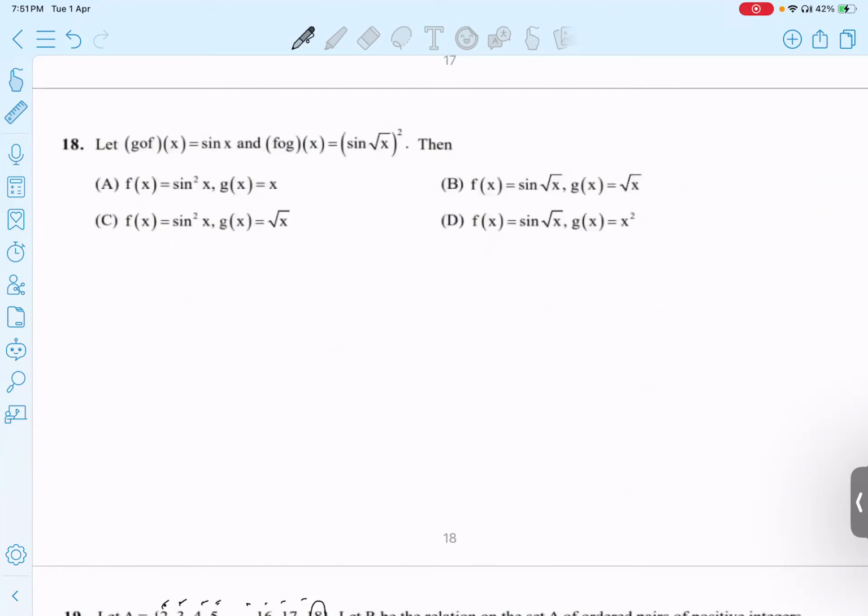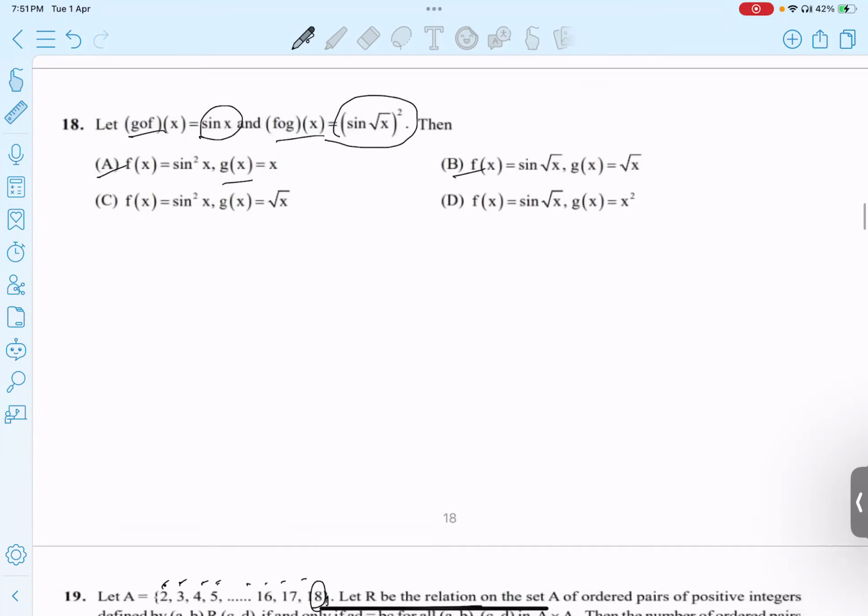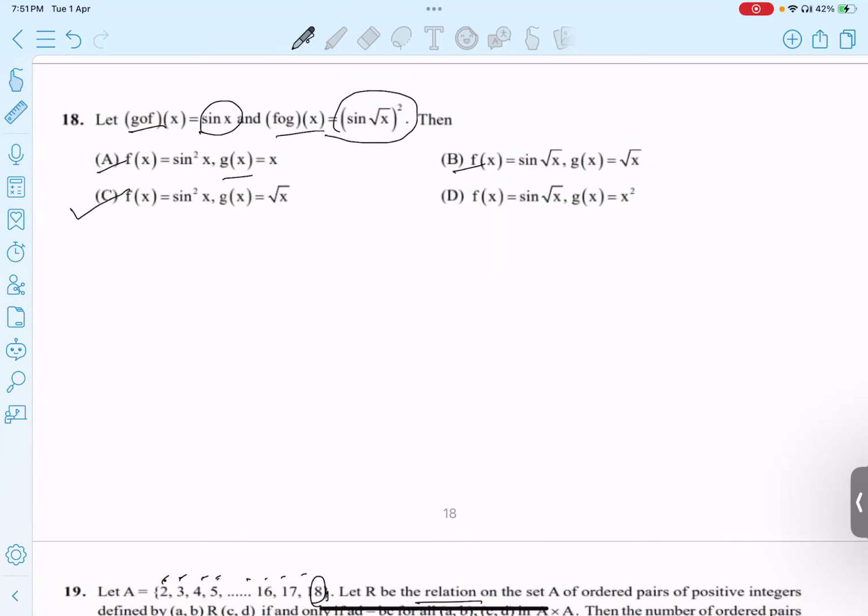It's a composition function, students. I think one of the easiest questions. We have to keep on substituting the f of x and g of x values to get gof and fog. If gof is sin x and fog is sin root x whole square, then that is the required option. So you will get C as an option, students. I'll work it out and I'll show you.